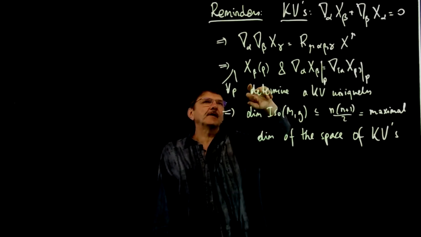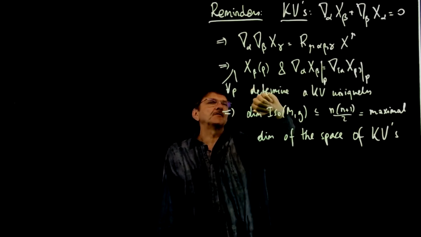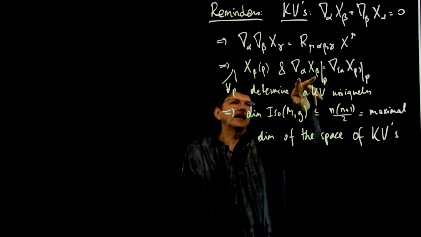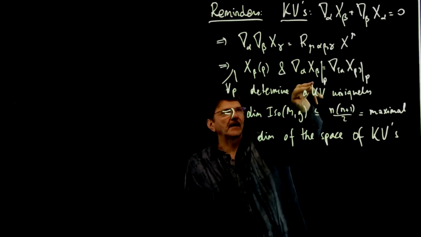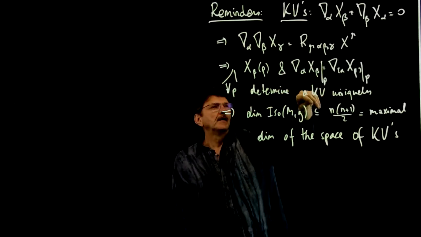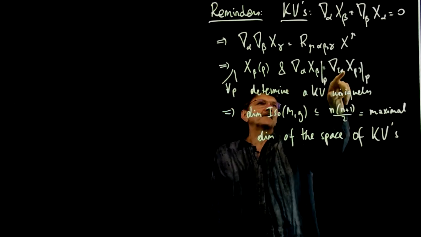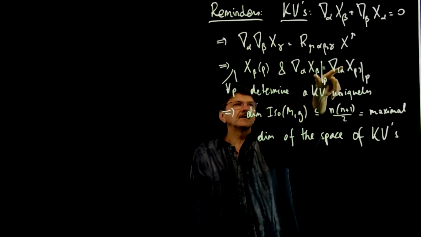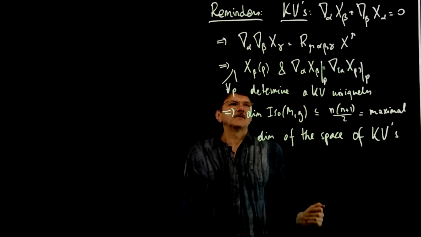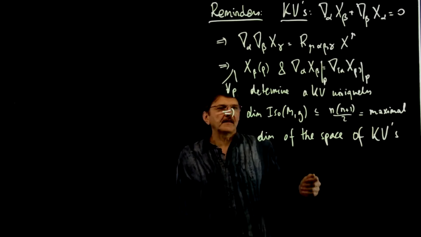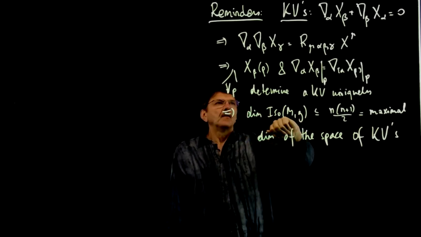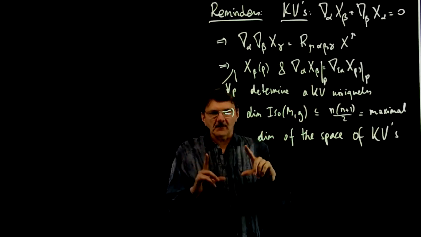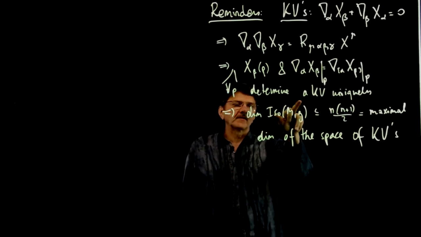It implies the following: you take any point on your manifold, then the value of the killing vector at this point and the value of the matrix of its covariant derivatives. This matrix has to be, of course, anti-symmetric because its symmetric part vanishes. So these two values determine a killing vector uniquely. And this has an important implication. The dimension of the space of killing vectors is the same as the dimension of the group of isometries.